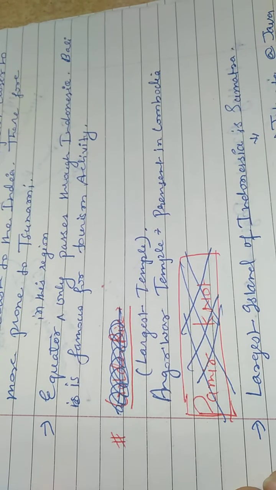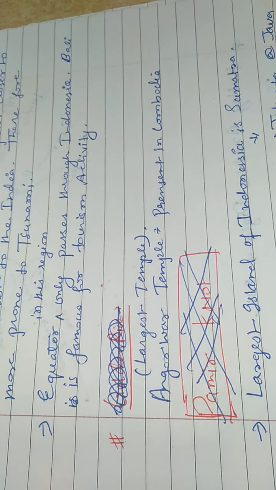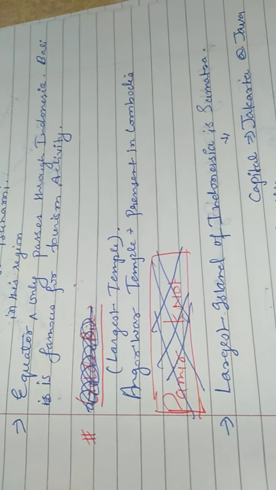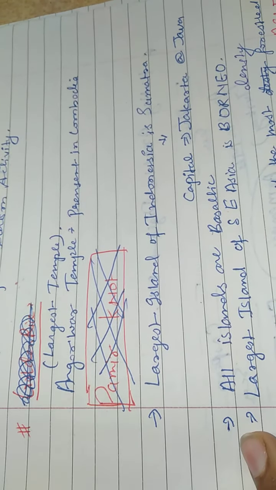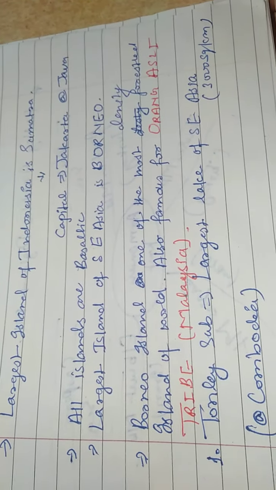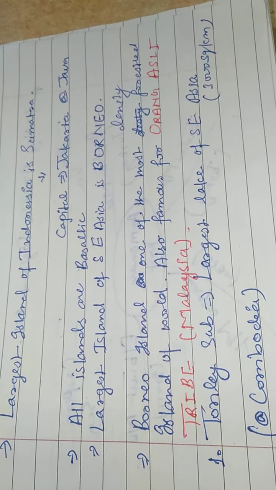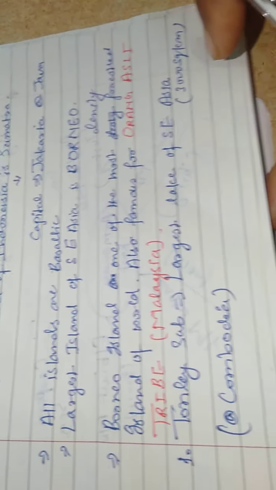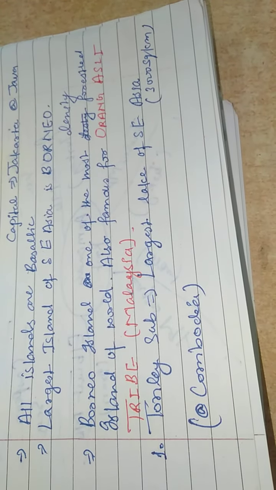Equator in this region only passes through Indonesia. Bali is famous for tourism activity. Largest temple, Angkor Wat temple, is present in Cambodia. Largest island of Indonesia is Sumatra, capital Jakarta, and Java. All islands are basaltic. Largest island of Southeast Asia is Borneo. Borneo Island, one of the most densely forested islands of the world, also famous for orangutan tribe.